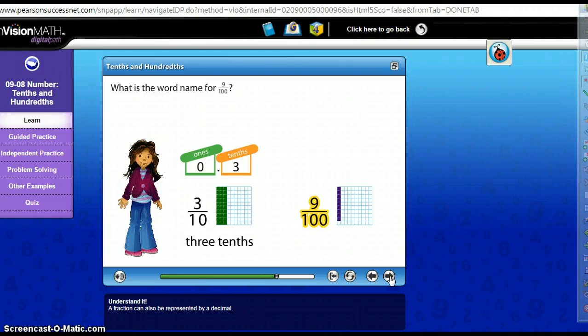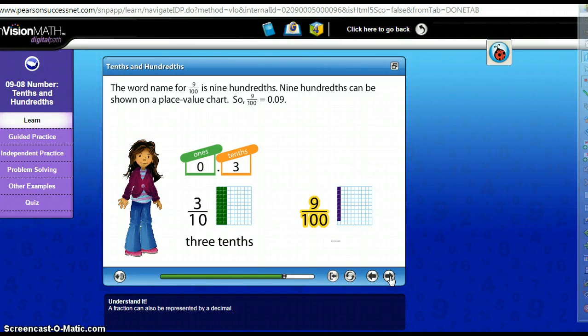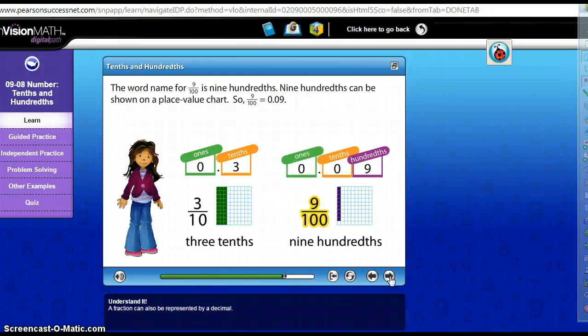What is the word name for 9/100? Class? Nine hundredths. I think the word name for 9/100 is nine hundredths. How do you know that? 9/100 can be shown on a place value chart. That's so hard to remember.